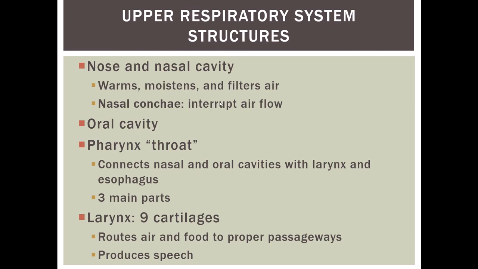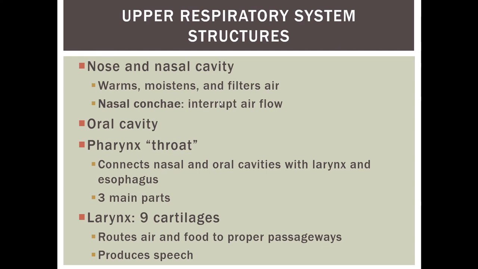And then, below the nasal and oral cavities, we have what is called the pharynx, which is really the anatomical term for our throat. It connects those nasal and oral cavities with the lower respiratory tract, as well as the esophagus. So there are three main parts to the pharynx, and I'll show you those on a figure here in just a second.